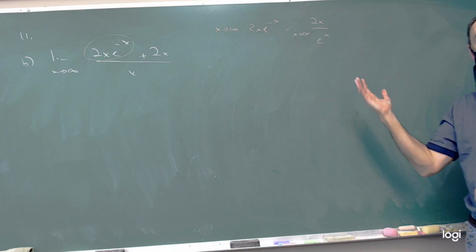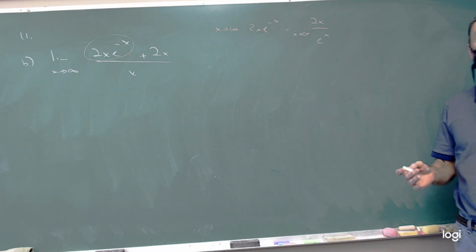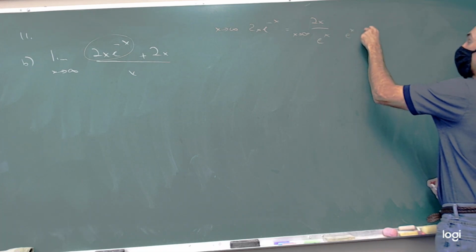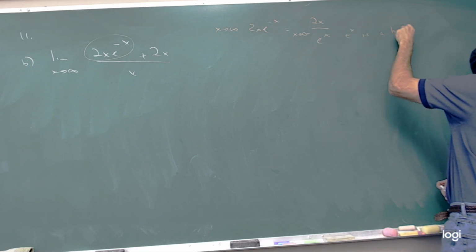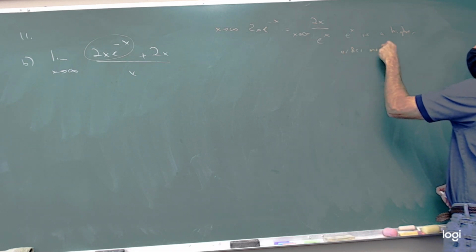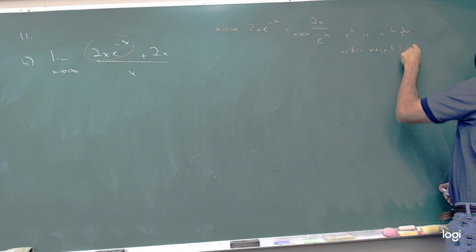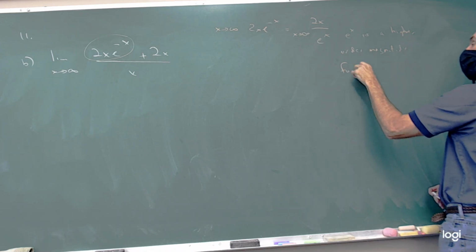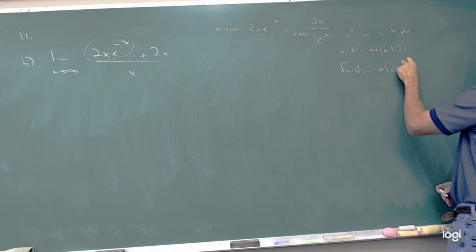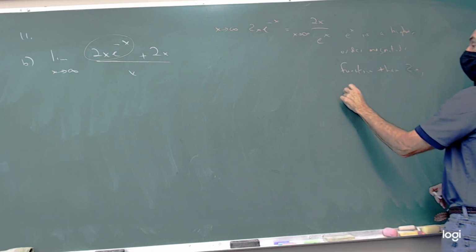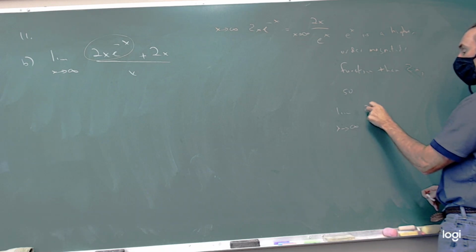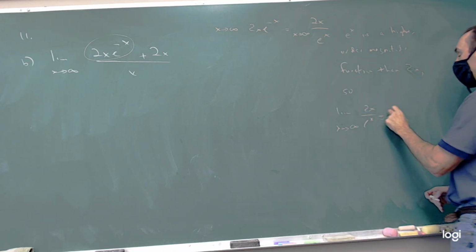I mean, you could do this as a L'Hopital's rule on your own, or you could just say that e to the x is a higher order magnitude function than 2x. So this limit as x goes to infinity of 2x over e to the x is in fact 0.